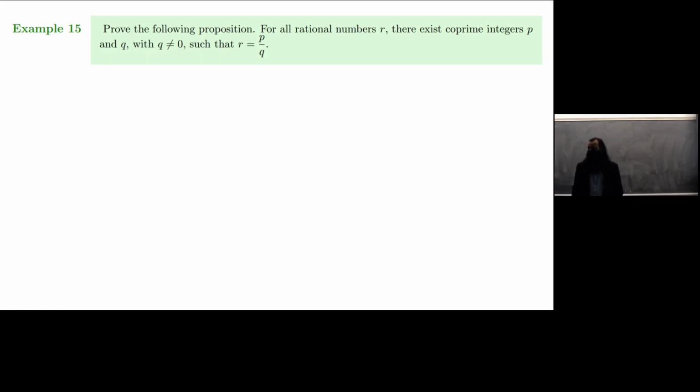Next, prove the following proposition. For all rational numbers R, there exist coprime integers P and Q such that R equals P over Q. All rational numbers can be written as P over Q. You already know that. However, you have to still prove that it can be written as P over Q where P and Q are coprime. Right? So how would you prove this one?